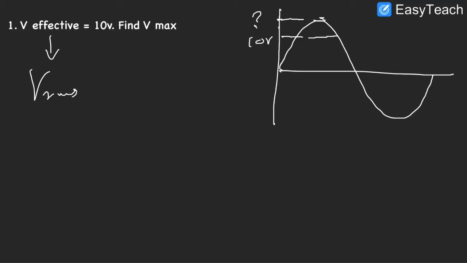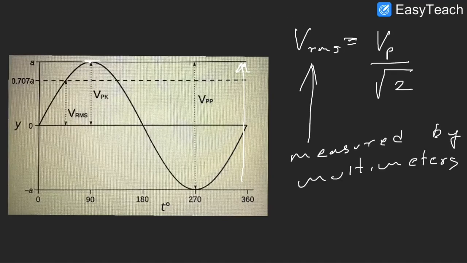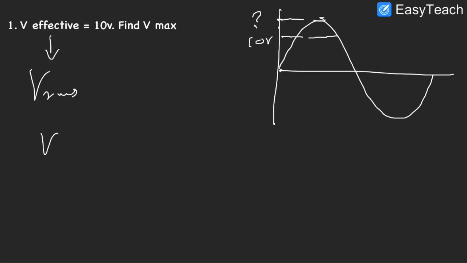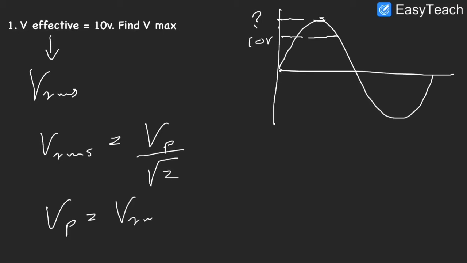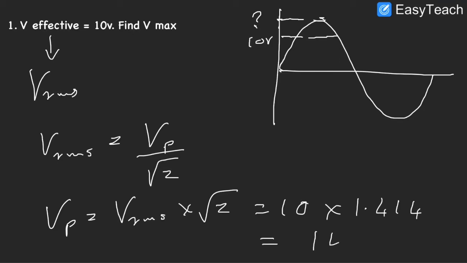We're going to make use of this very simple formula. Your RMS voltage is your peak voltage divided by root 2. So in order to find the peak, you just multiply the RMS voltage times root 2. That's 10 volts times root 2, which is 1.414, so it's just 14.14 volts. Very simple.